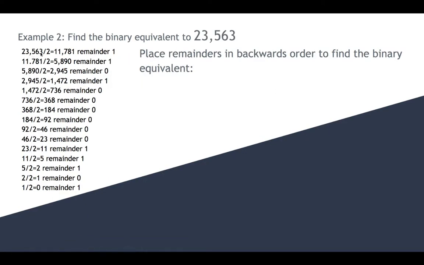So 23,563 divided by 2 is 11,781, remainder 1. Place remainders in backwards order to find the binary equivalent. We do this all the way through all the numbers. Notice we take this right here, and we're going to make it into another equation. What do we call it?